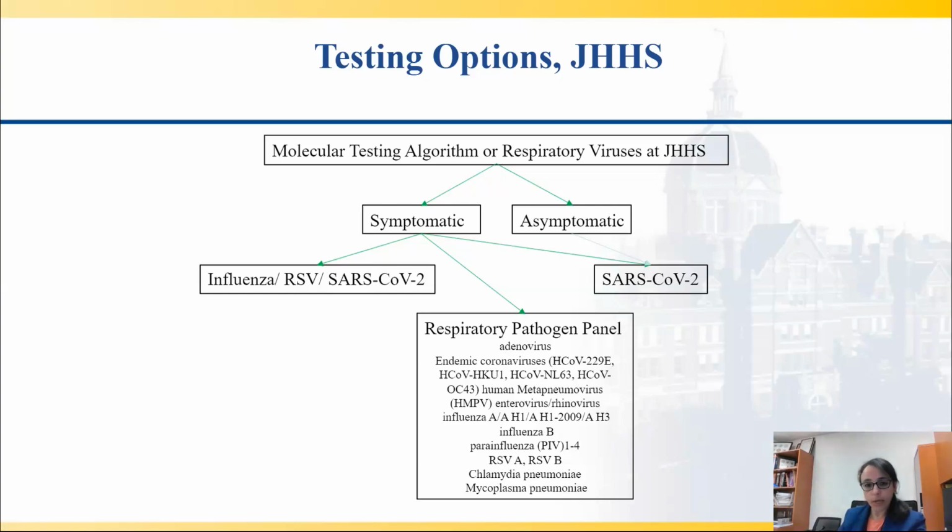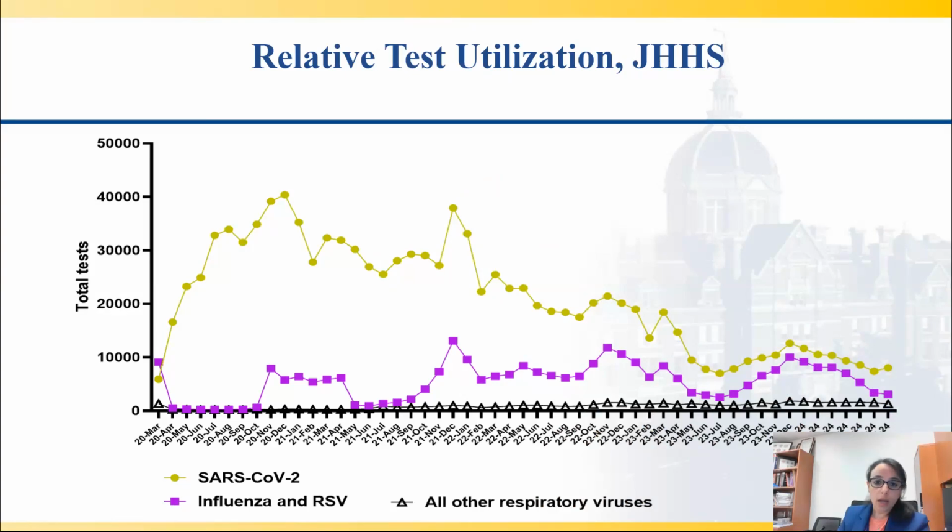Symptomatic testing is performed in our institution either as a single panel for SARS-CoV-2 or a smaller panel that added influenza and RSV to SARS-CoV-2. And we also use an extended panel that adds additional targets that include adenovirus, endemic coronaviruses, among others. So here is our testing volume for each panel, and you can see the very large number of testing for SARS-CoV-2 that I just mentioned.